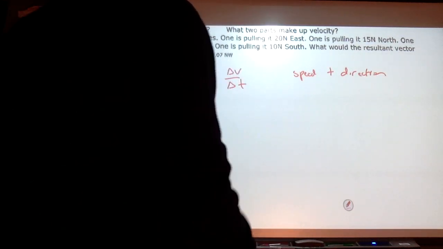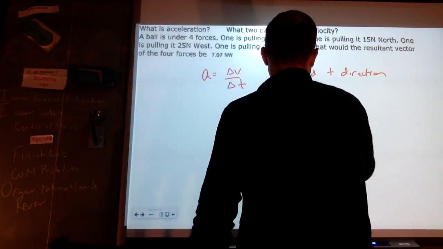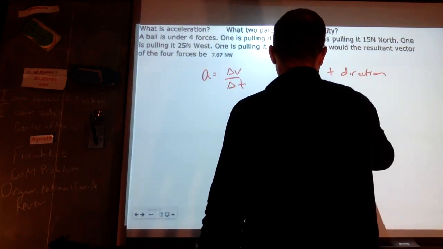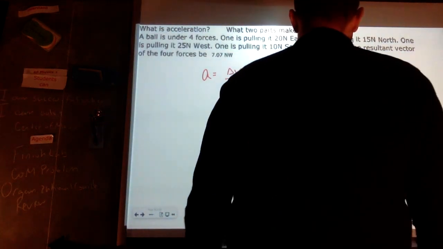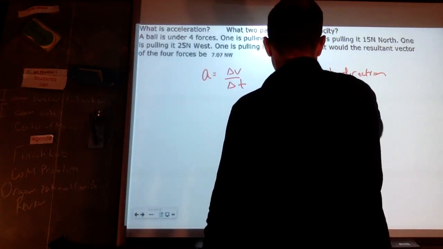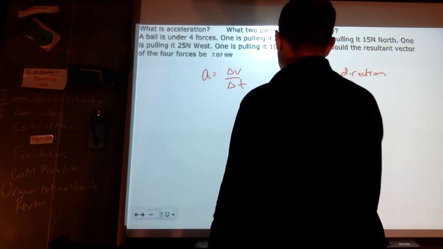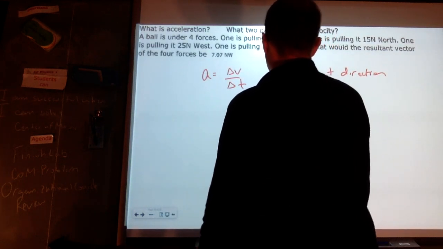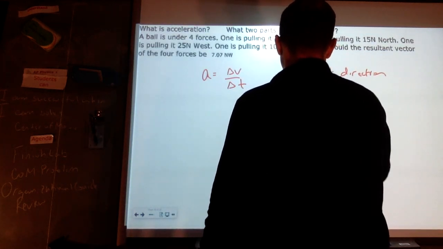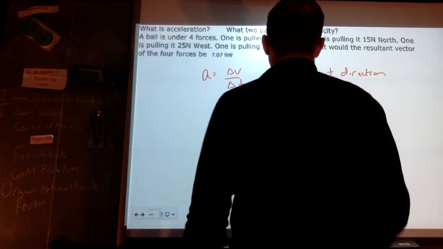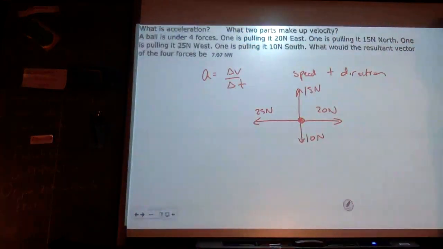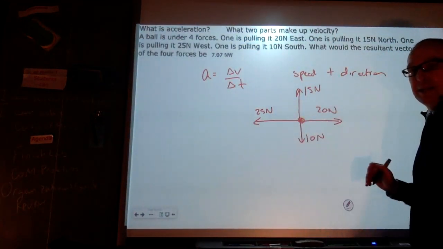Ball is under 4 forces. One is pulling it 20 newtons east. One is pulling it 15 newtons north. One is pulling it 25 west. One is pulling it 10 south. What's the resultant? So I have to combine the ones in the same direction.